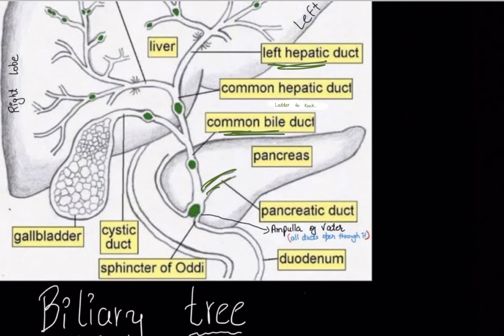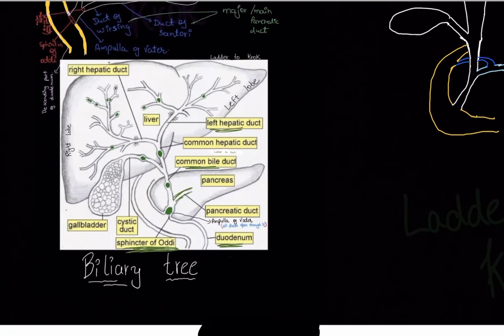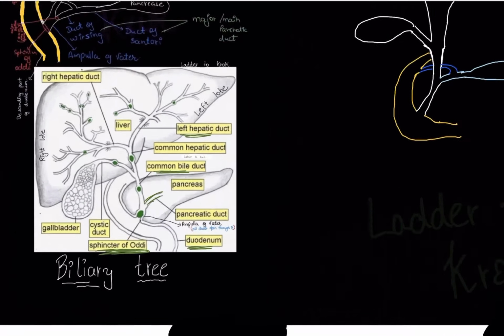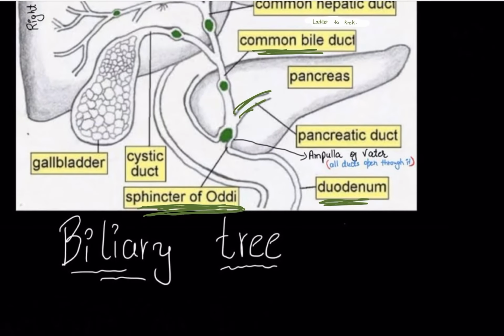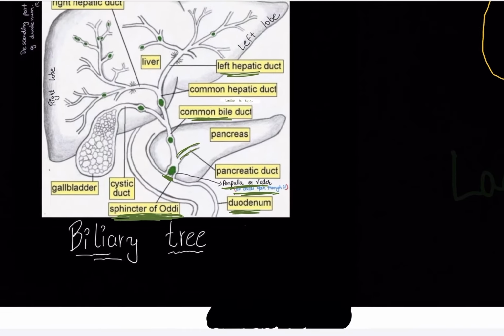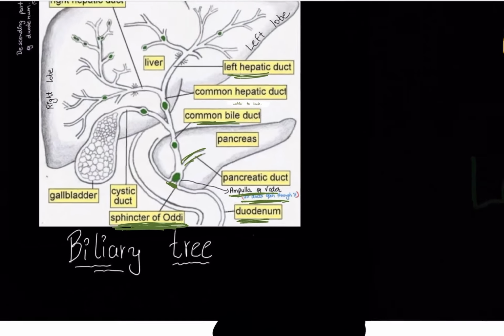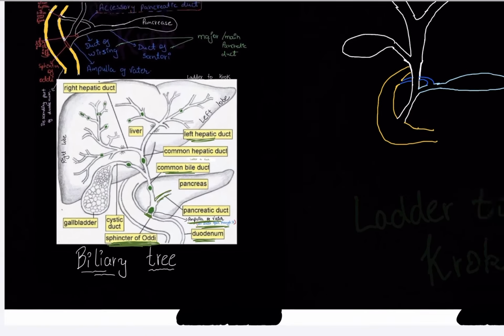This will go and open by the sphincter of Oddi in the duodenum. We call this the ampulla of Vater. Sorry, it's not the sphincter of Oddi. I will tell you what the sphincter of Oddi is. This is the ampulla of Vater. All ducts open through it. At this opening there is a sphincter, and we call it the sphincter of Oddi. And this is which part of the duodenum? This is the descending part of the duodenum.